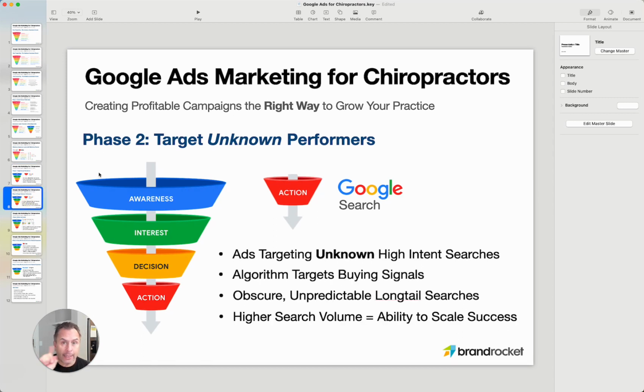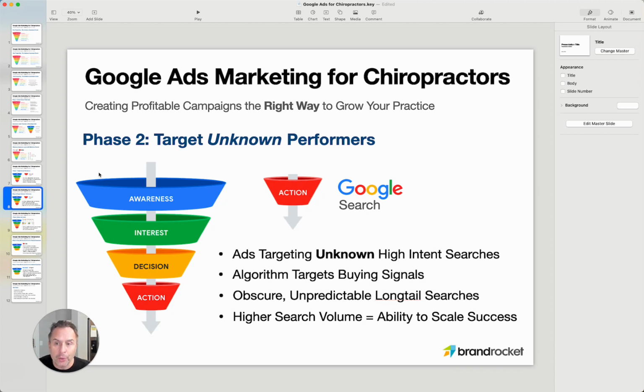So then the second phase, I call this the inside out approach. So phase 2, we're still bottom of funnel, but we're not inside that action. Now we're starting to go outside. We're still bottom of funnel. We're still in the action part, but now we're targeting unknown high intent searches. So these are searches that you never would have even anticipated that somebody would search this way.